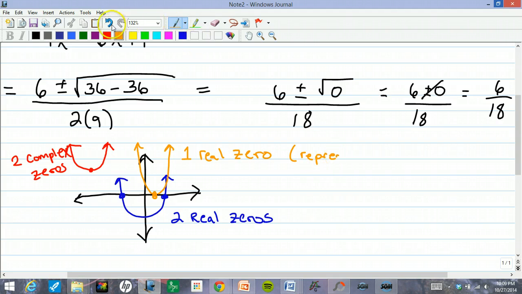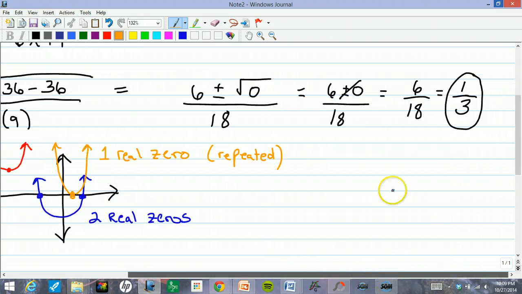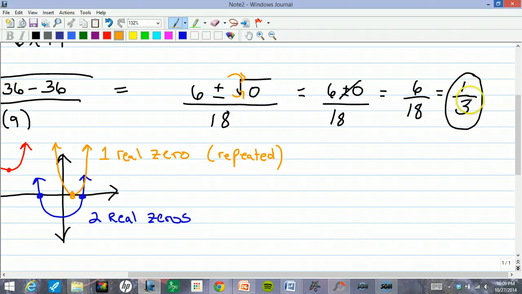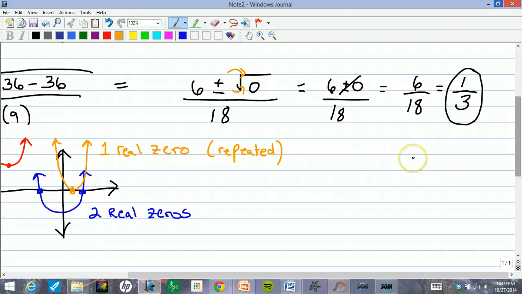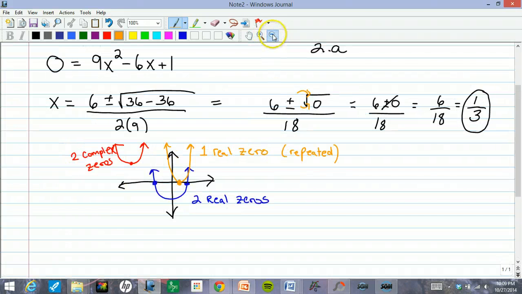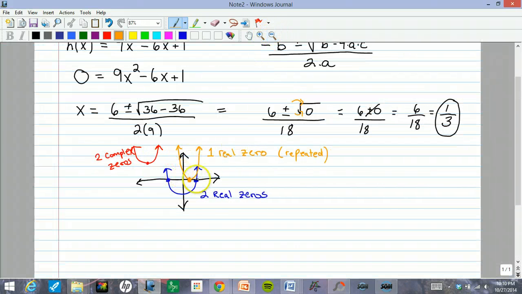Oops, I spelled that wrong. Repeated. That's more than you need to know for right now. We'll investigate that in quarter 2 more. But the repeatedness comes from that we're adding 0 and subtracting 0. So it really just has no effect. This value 1/3 is a repeated zero, which implies the turning point is right on the x-axis. And that's all there is to it. Alright, so that can happen. And that's what it means graphically.